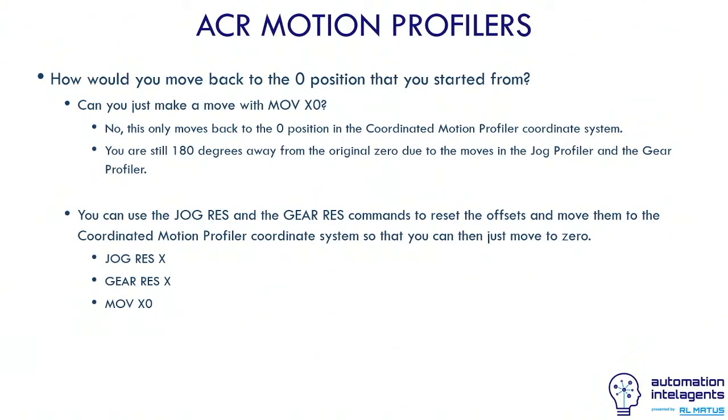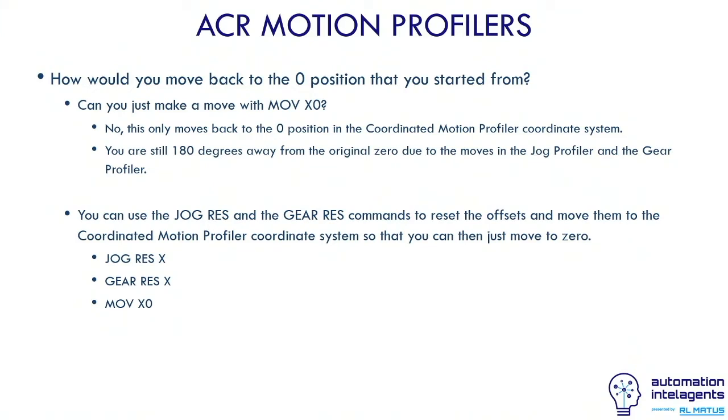Now how would you move back to the 0 position that you started from? Can you just make a move with MOV X0? No. This would only move back to the 0 position in the coordinated motion profiler coordinate system. You're still 180 degrees away from the original moves due to the jog profiler and the gear profiler.